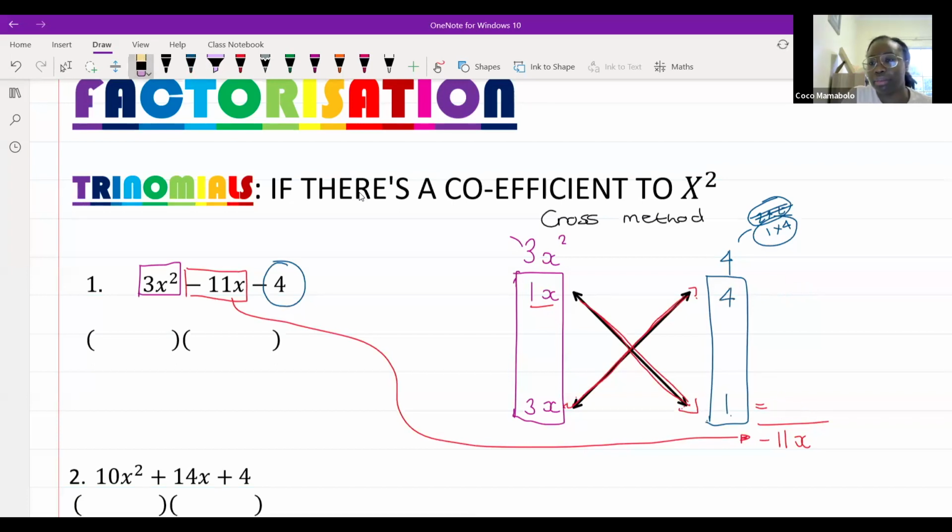Okay, let's try again. All right, so I'm going to cross multiply. 1x times 1 will just give me 1x, or just x, right? And then 3x times 4 will give me 12x. Is there any way I can add or subtract these two things to get negative 11x? I think we can. Which one of them needs to be negative? Remember, my answer needs to be negative 11x. Correct, Tyler. Beautiful. We want negative 12 because negative 12 plus x is going to give us negative 11, right? Negative 12 plus 1x is going to give us negative 11.